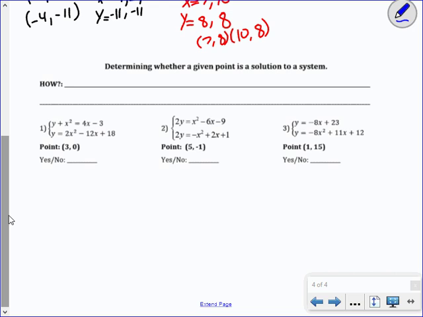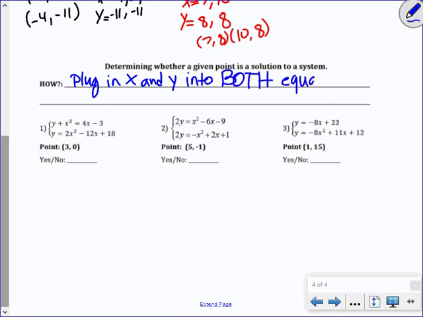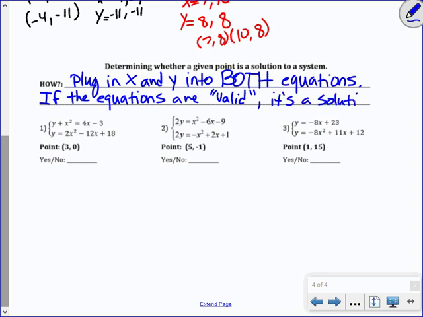Now this one is pretty simple. So you're going to plug in x and y into both equations. Take the point that you have, the point is an x value and y value. You're going to plug the x's and y's into both of the equations. If the equations are valid, is really the best way I can describe it, then the point is the solution. I'll explain what I mean by valid.